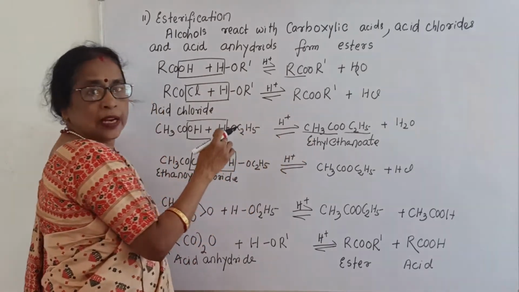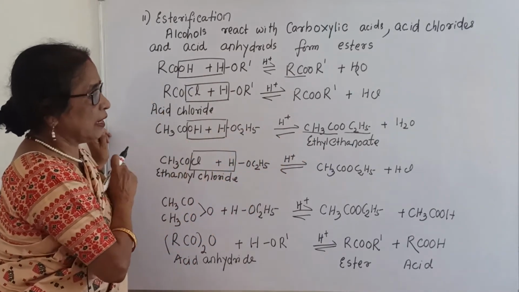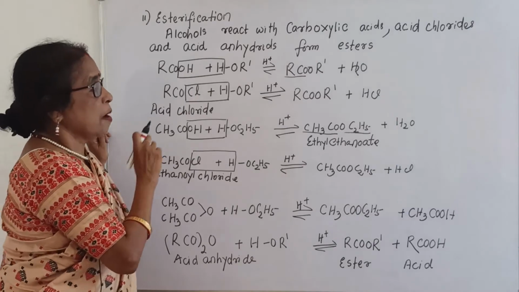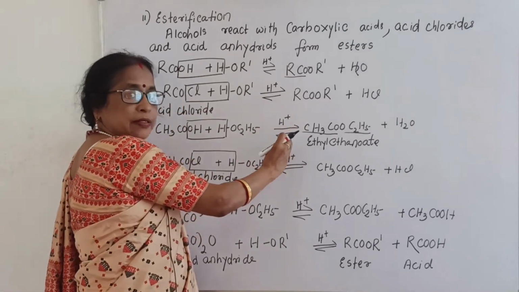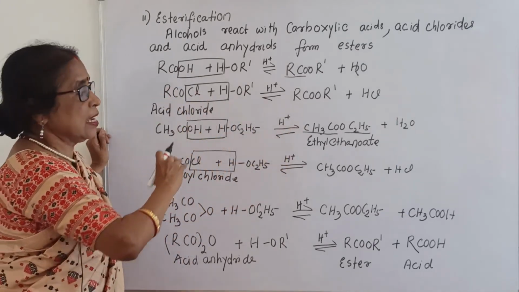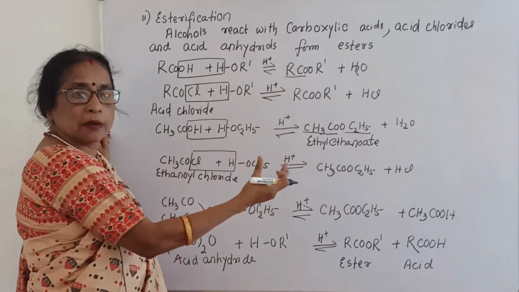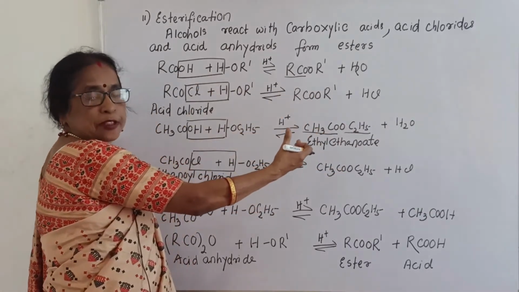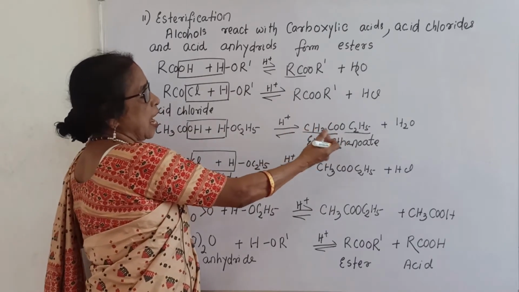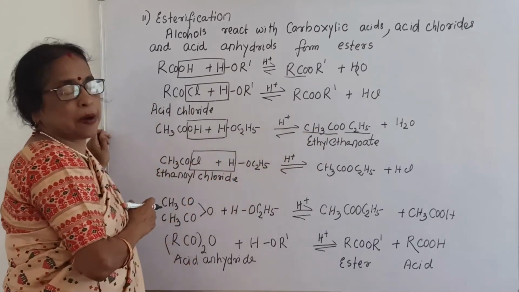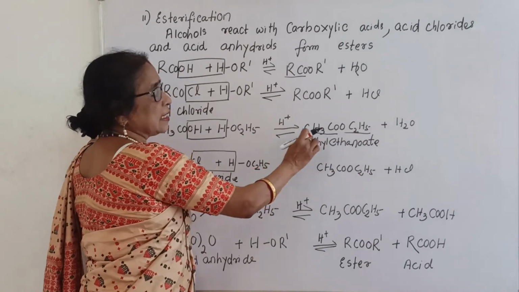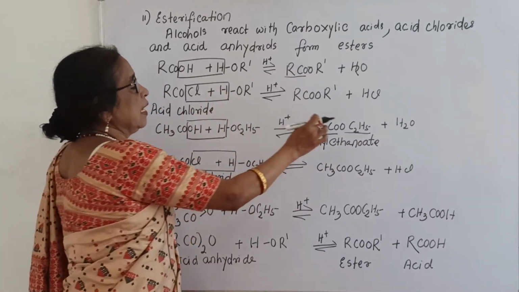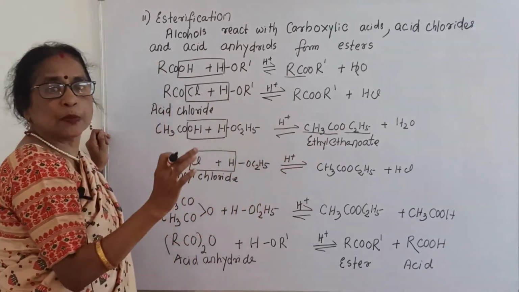Generally students face difficulty naming the ester, but remember: the left side is from the acid part, the right side is from the alcohol part. When you name, you start from the right side, giving the alcohol name, and next comes the acid part. So it is ethyl acetate by common name, ethyl ethanoate by IUPAC name.